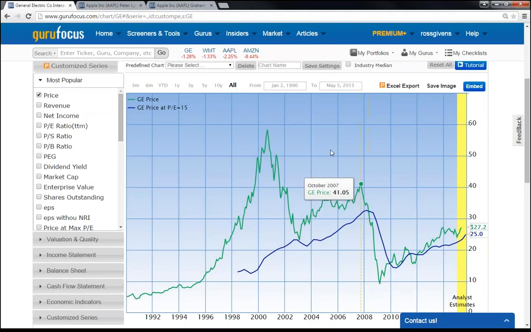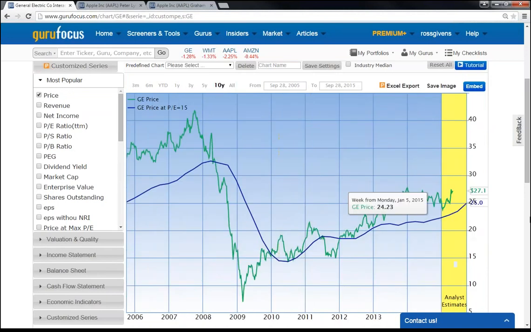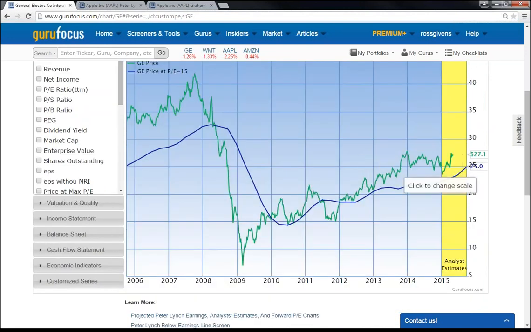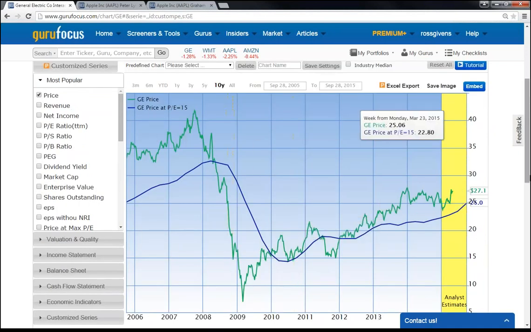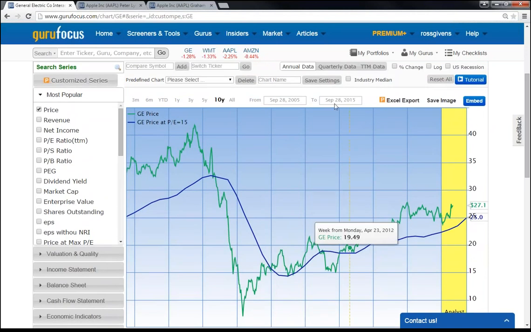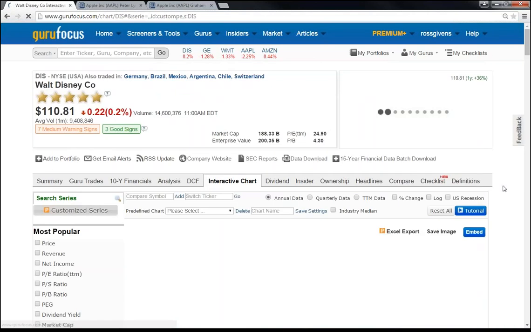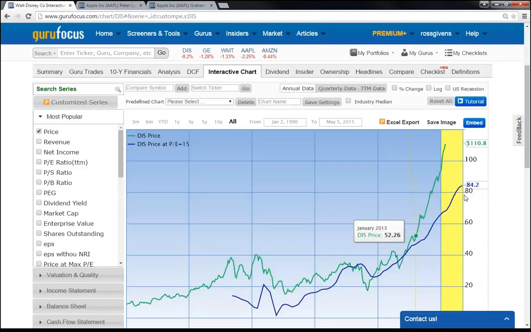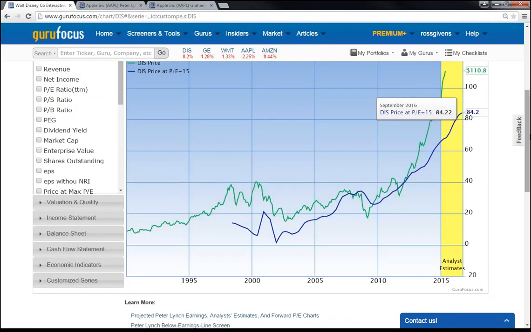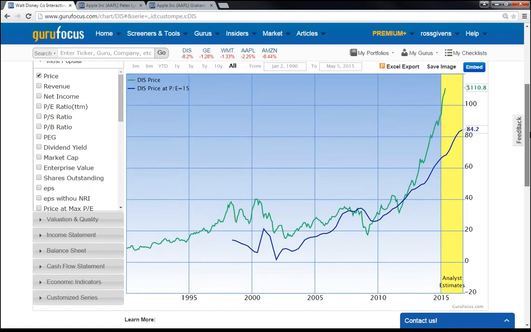Here's General Electric. We see their forecasts go out. They only go out a couple quarters for General Electric. It's not because we didn't do a good enough job. That's all the analysts are producing right now. If we go to look at a Disney, we're getting a little bit further out to September 2016. That's about 18 months into the future. But that's a really nice way, I think, to use that going forward.